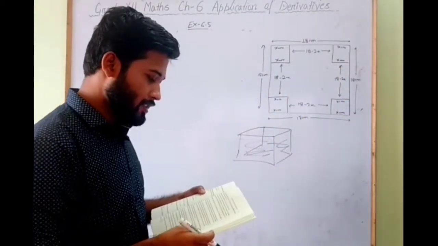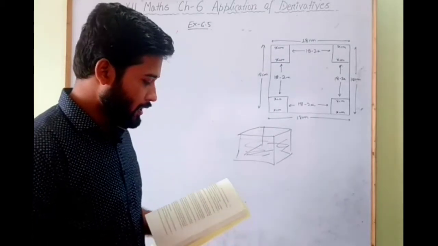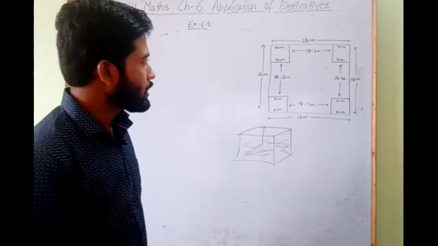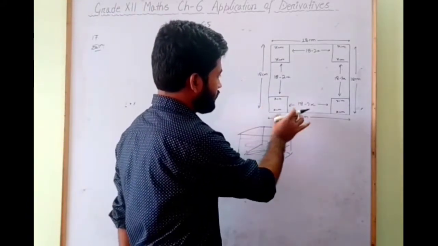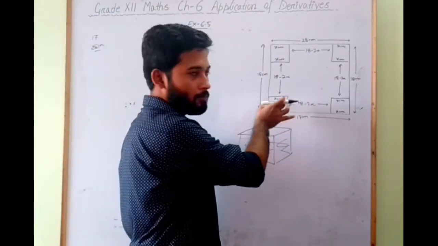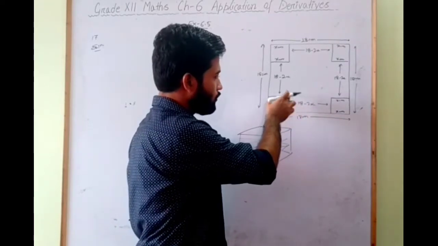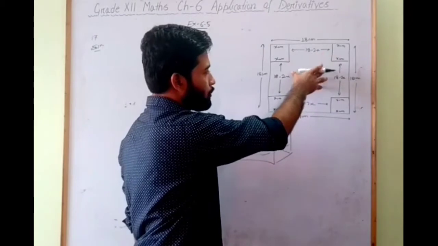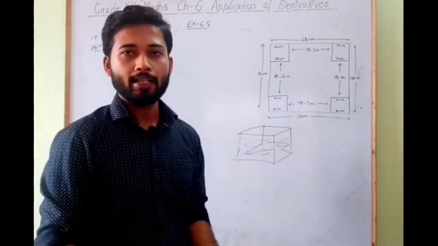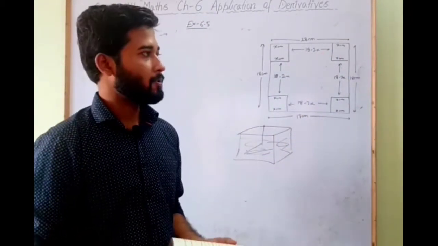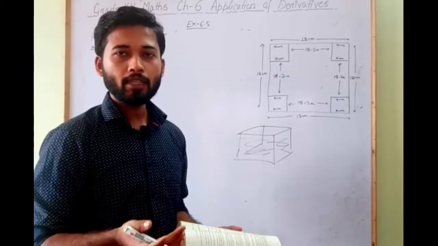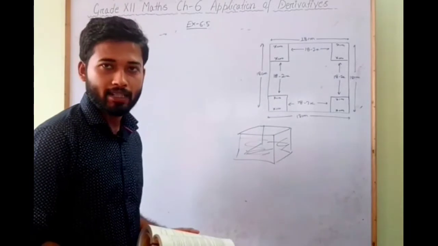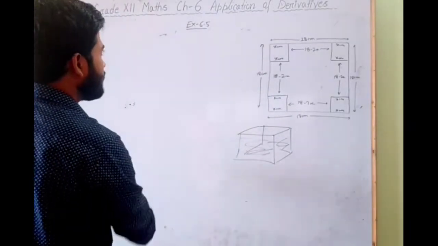So the question is, what should be the side of the square to be cut off so that the volume of the box is the maximum possible? We need to find what portion of the square should be cut off so that the box we are going to make has the maximum volume. That means our function will depend on the volume, and we shall find the maximum volume by using the second derivative test.